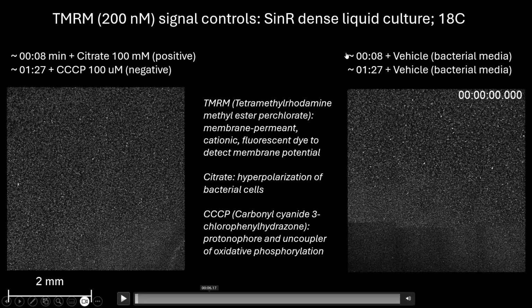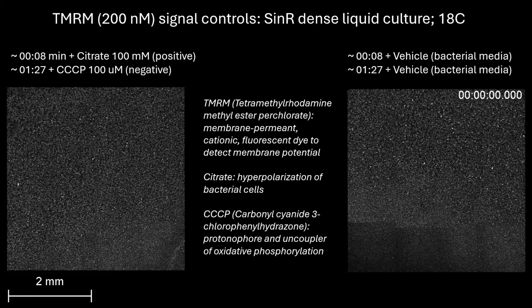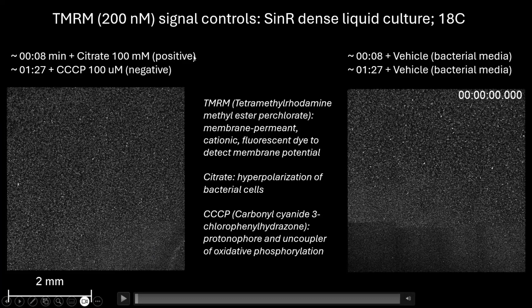Please focus on the left frame. This will be a video of about 2 hours long. At this time, I will add citrate. You will see that when the screen turns black, that means I open the microscope and pipette the chemicals. Then a positive reaction will develop, and about this time, I will add CCCP and the reaction will go. On the right side is a control: the same bacteria, the same sensor, but instead of citrate and CCCP, I added just bacterial media.